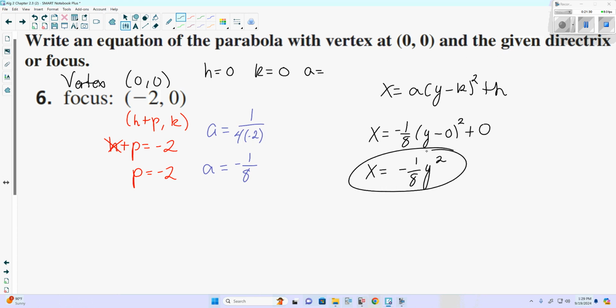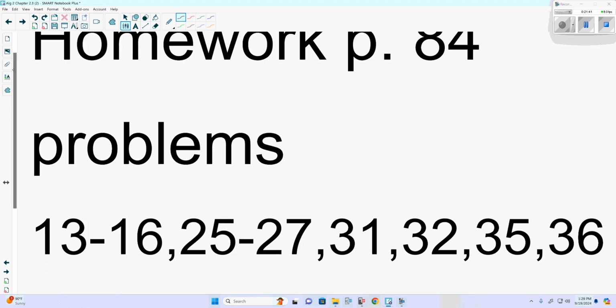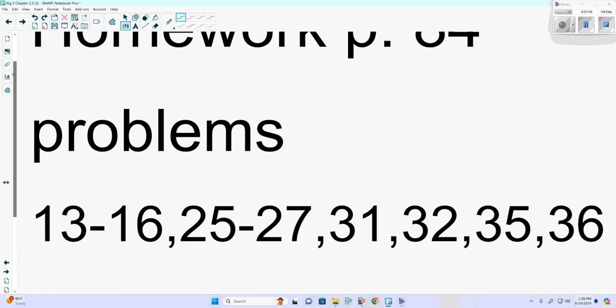Do you feel comfortable with this here? We all need to see another example of one of these. Yes, and the last one was going to be y equals.